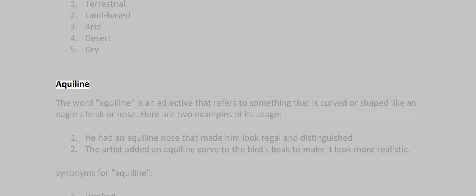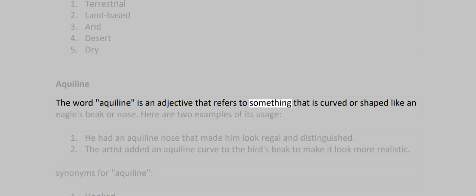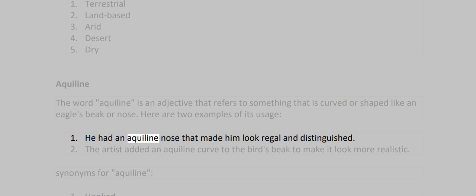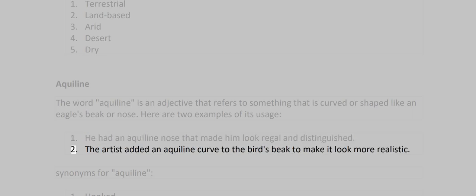Aquiline. The word aquiline is an adjective that refers to something that is curved or shaped like an eagle's beak or nose. Here are two examples of its usage. 1. He had an aquiline nose that made him look regal and distinguished. 2. The artist added an aquiline curve to the bird's beak to make it look more realistic.